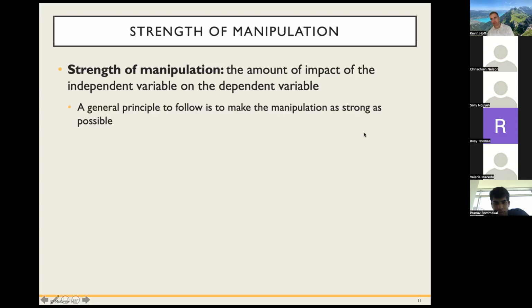Typically, the rule that people say when planning studies is that you want to make the manipulation as strong as possible. So again, in an experiment, we're interested in seeing the effects of the independent variable on the dependent variable. And so we have different versions or different strengths of that independent variable. And we want to make sure that those levels of the independent variable differ enough that we can really detect a significant result on that dependent variable, excuse me.